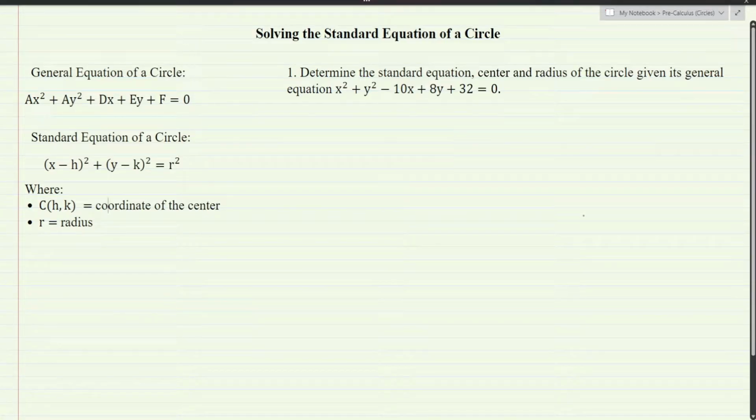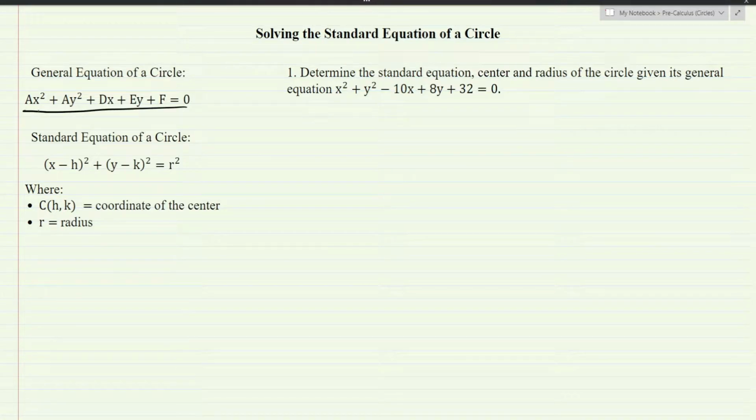Hi guys, so today we're going to be solving the standard equation of a circle given the general equation ax squared plus ay squared plus bx plus ey plus f equals 0. Now, in order for us to arrive with the standard equation (x minus h) squared plus (y minus k) squared equals r squared, we will use a method called completing the squares. So we will use this one to generate these two binomials on the left side of the equation.